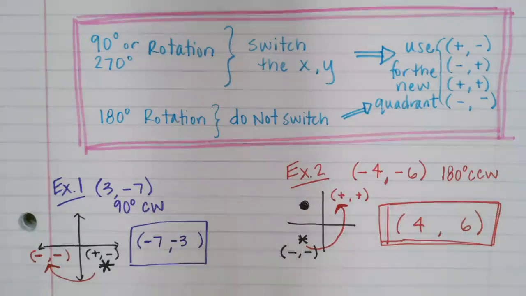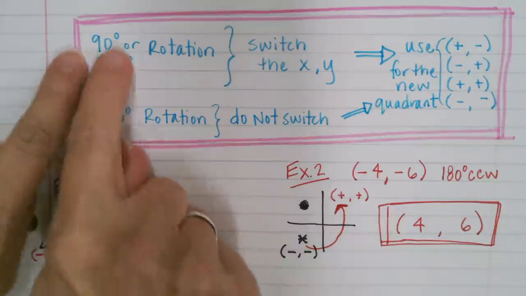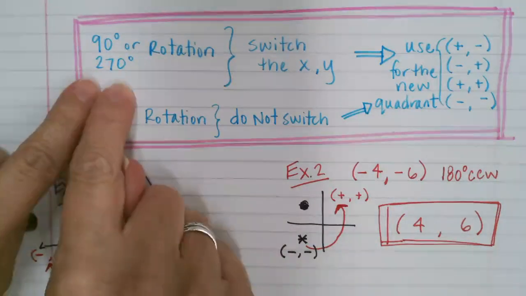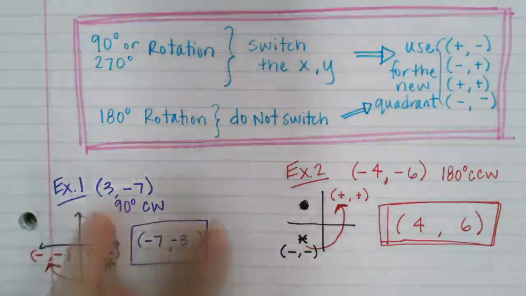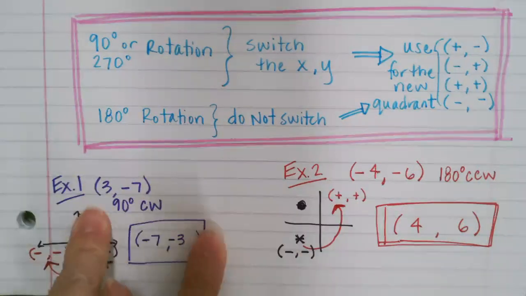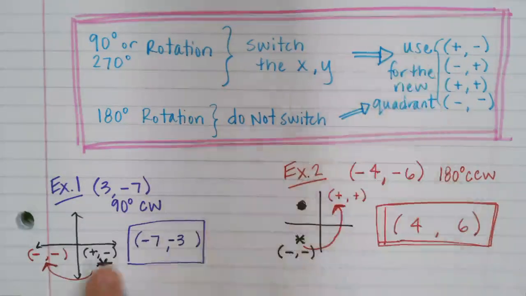Okay, so we're going to do more practice, obviously, when you get in class. But again, what we're looking at is if we go 90 or 270, we have to switch the numbers and then pay attention to what quadrant we go to and what the ordered pairs are for that quadrant.